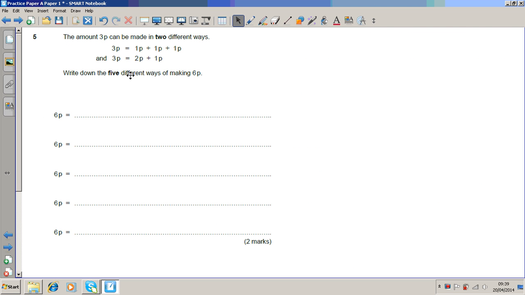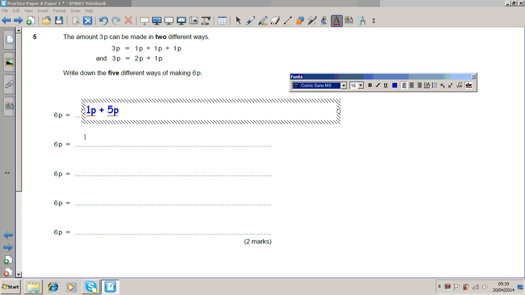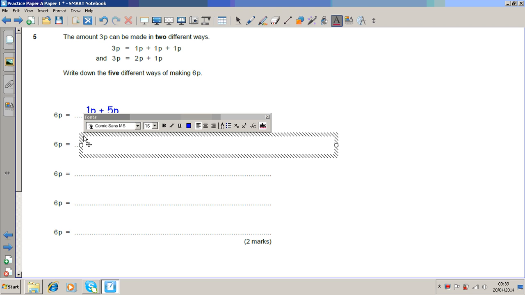5. The amount of 3p can be written like that and like that. Write down 5 different ways of making 6p. So 1p, add 5p. You can have 1p and 1p.